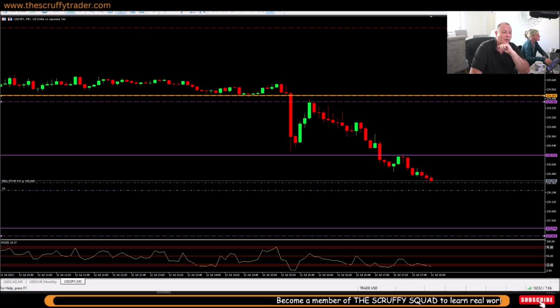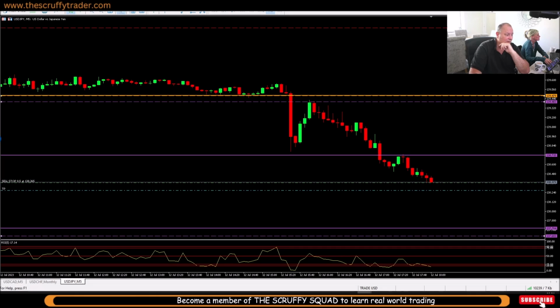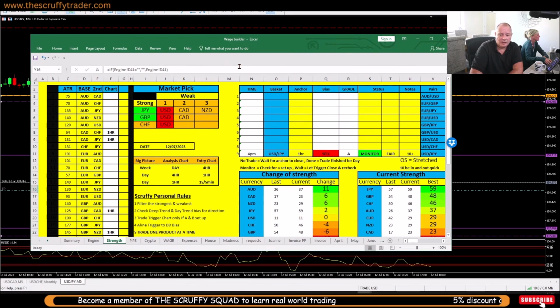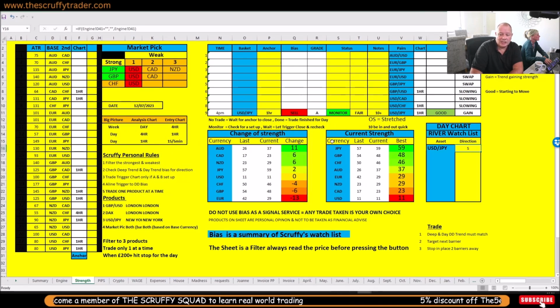Now where's it come from? If I just drop down here, I'll show you, because I've had a really busy day today. Now if I pull that across, you'll see this. The day chart is obviously telling me it's down. The yen is the strongest and the dollar is the weakest.